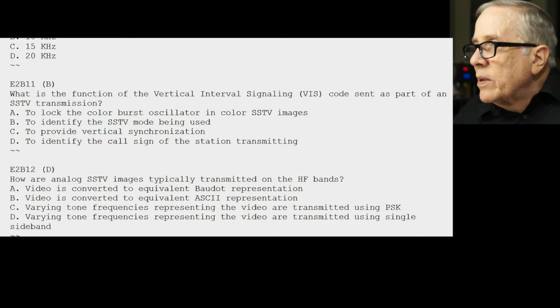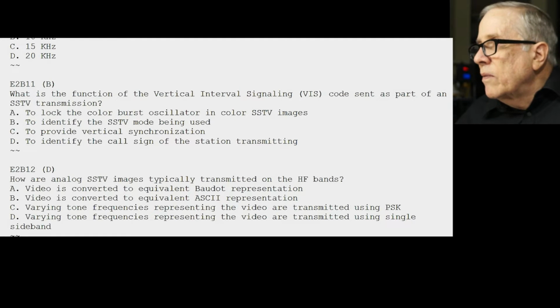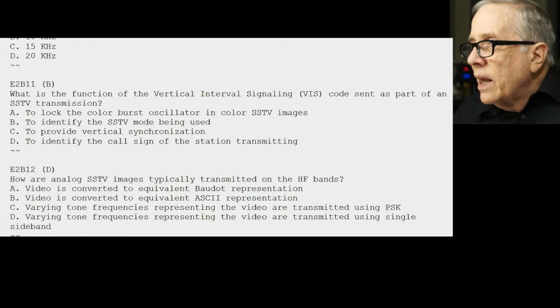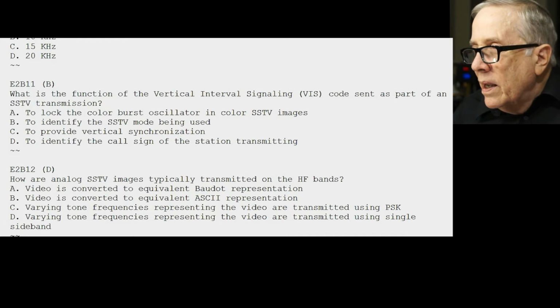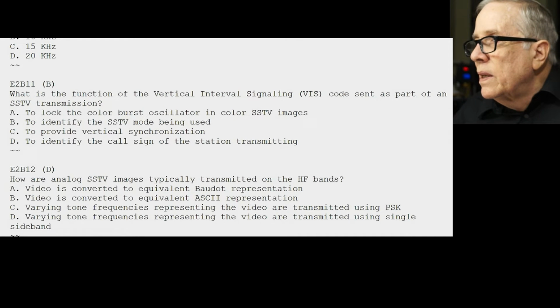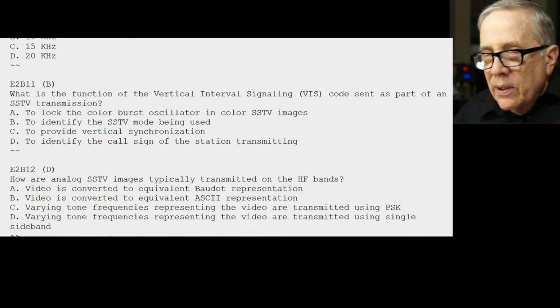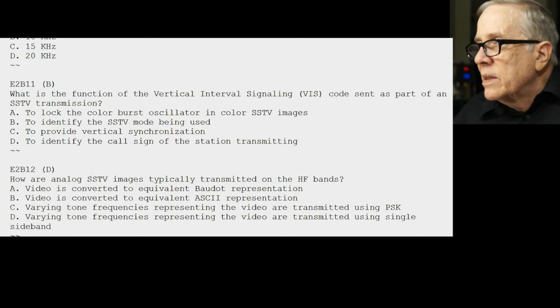E2B11. What is the function of vertical interval signaling, VIS code, sent as part of an SSB transmission? It's apparently sent to just identify that it's SSTV.